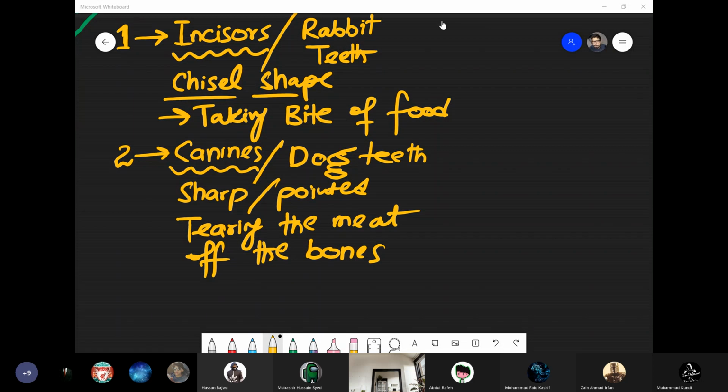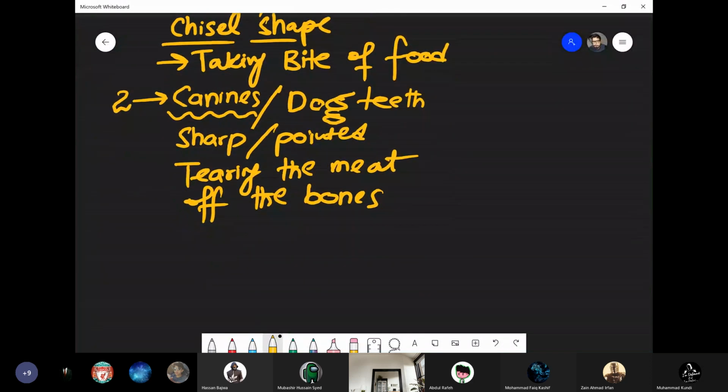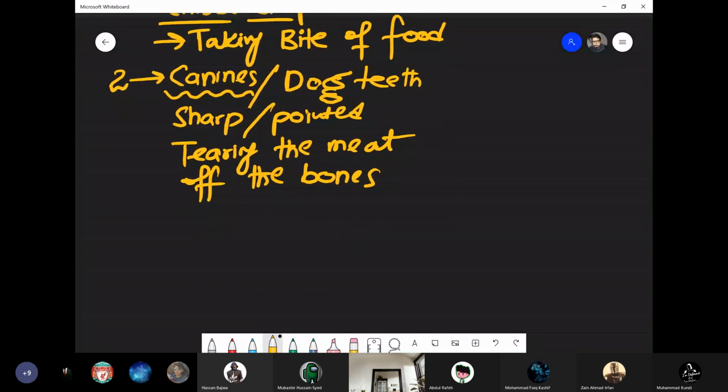Right, boys? Understood, everyone? Yes, sir. Next thing, you guys have seen that dogs are always stealing the meat from the side of their mouth because these canines are present on the side. You as well, whenever you are trying to tear the meat from the bones of the leg piece of the chicken, you are using the side, your sharp teeth.